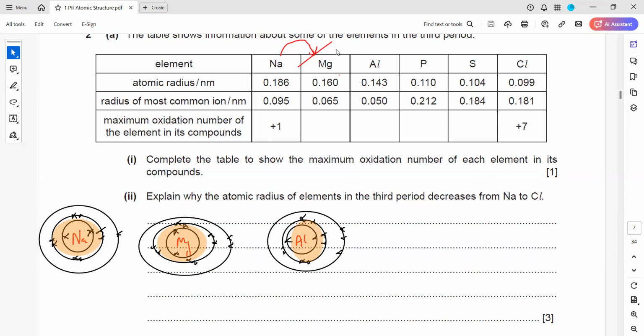But why is the size decreasing? Because here it is the same shell, the third shell, but 11 protons are pulling them. In magnesium, 12 protons are pulling them. In aluminium, 13 protons are pulling them. So 13 protons exert more force than 12 protons, and 12 protons exert more force than 11. That's why as we move across, the size of an atom decreases. You can see here: across the period, the size decreases because they have the same shielding effect and there are more protons, so stronger attraction towards the valence shell.